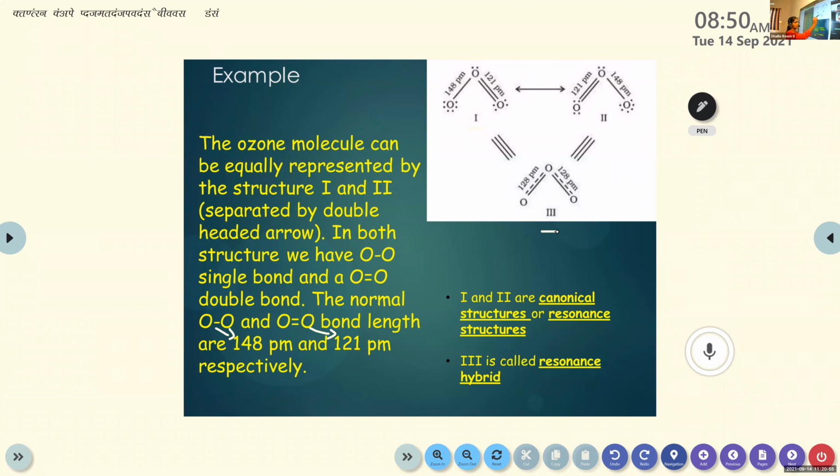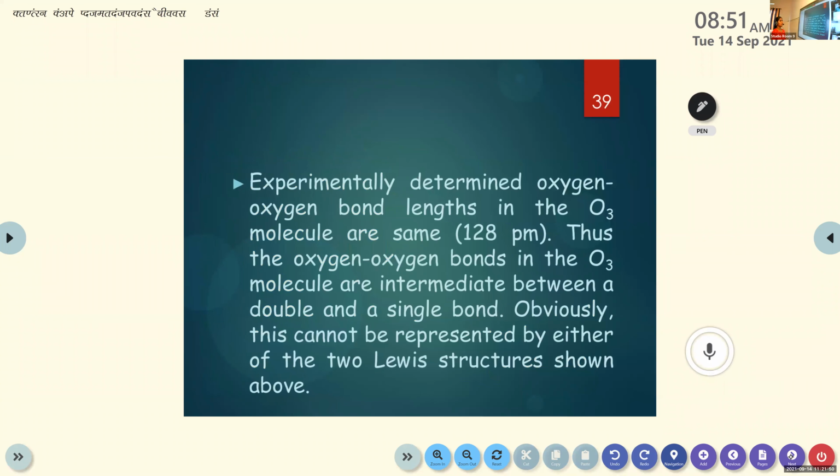So while drawing this third structure, you have to draw one line as a bold line, and the second one as a dotted line, to show the intermediate between double bond and single bond. And both the bond lengths are the same, 128 picometer. So it's clear, children? Tell me, yes or no? Yes, ma'am. Completed, right? All of you? Okay. Then we are moving to the next one.